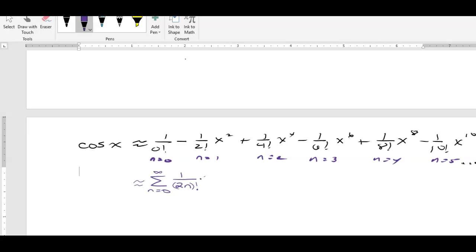And then that gets multiplied by x raised to the power of that same thing. When n is 1, we have a power of 2. 2, 4, 3, 6, 4, 8. It's always to the power of 2 times n.